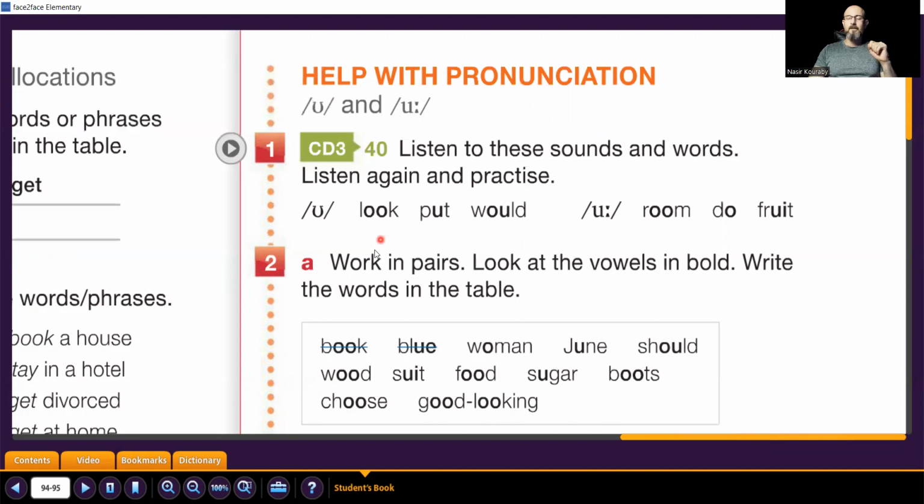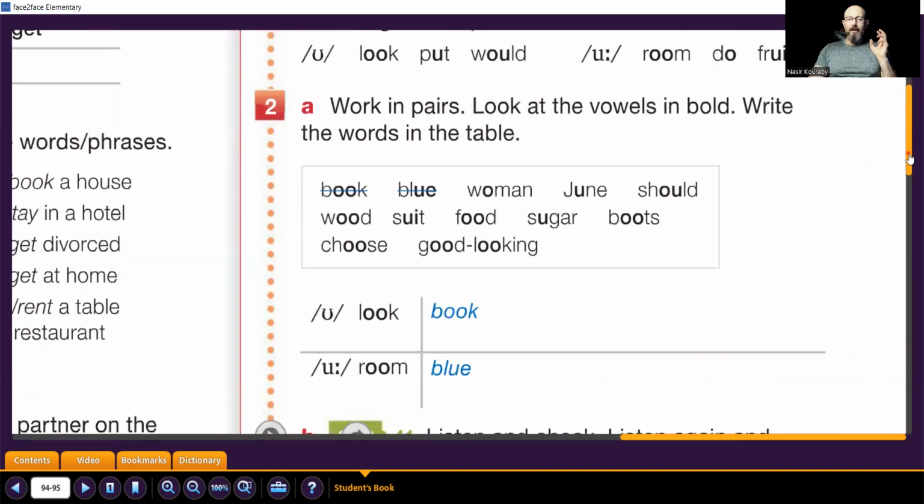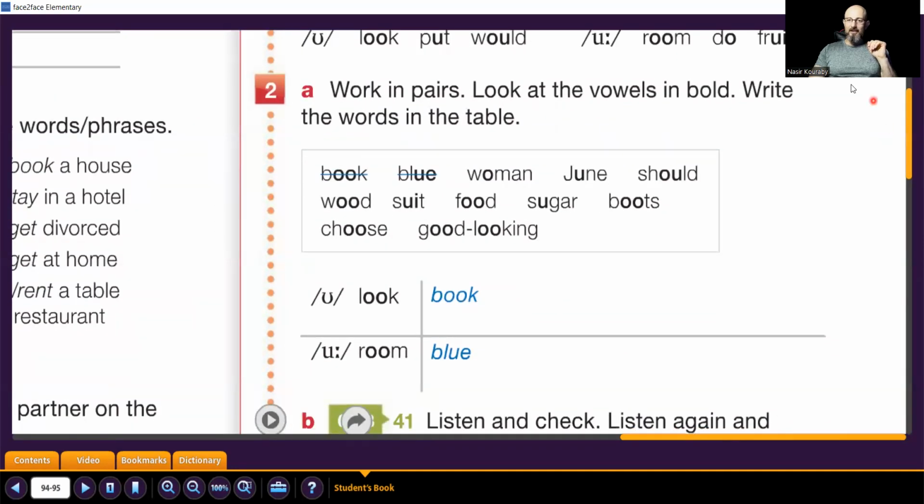Okay, so as you heard, /ʊ/: look, foot, wood, short. /uː/: room, do, fruit. Okay, it's long. Now here we have this exercise, a very good exercise to practice the pronunciation, how to say the word, and you understand it.